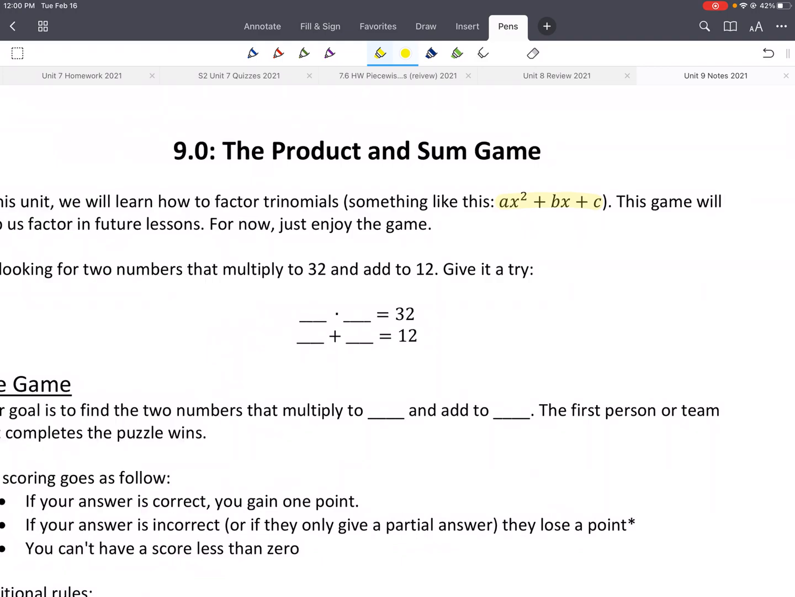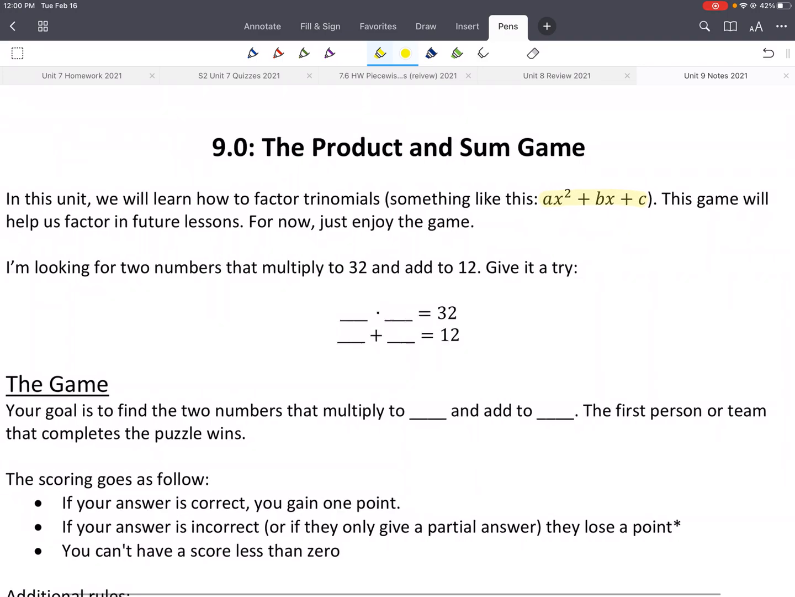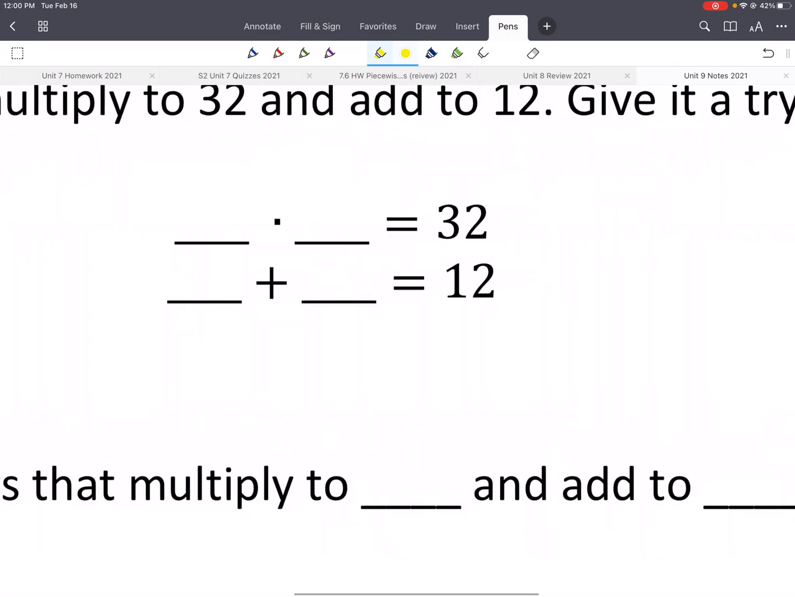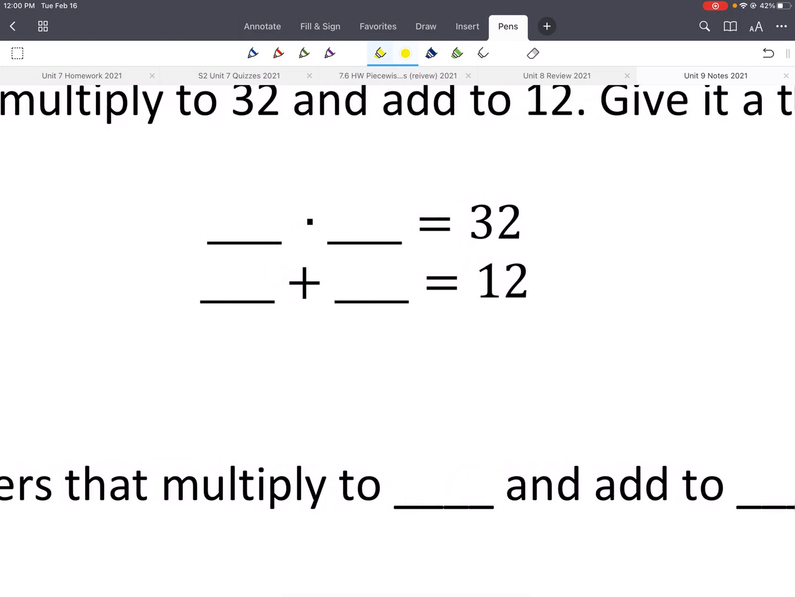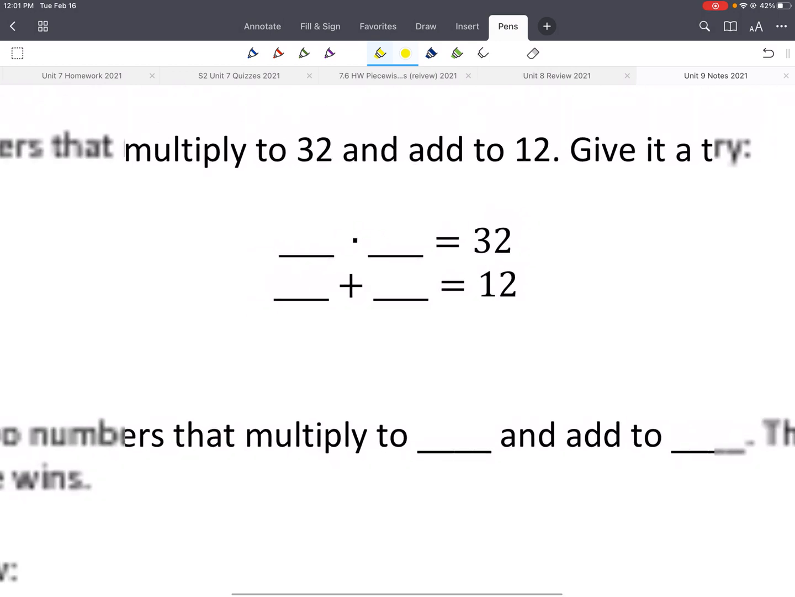Okay, so let's start by doing this little game. In class, we may go over or do this game in class. I think the plan is that we'll actually do it another day. But hopefully, either way, you'll be able to do these types of puzzles, okay?